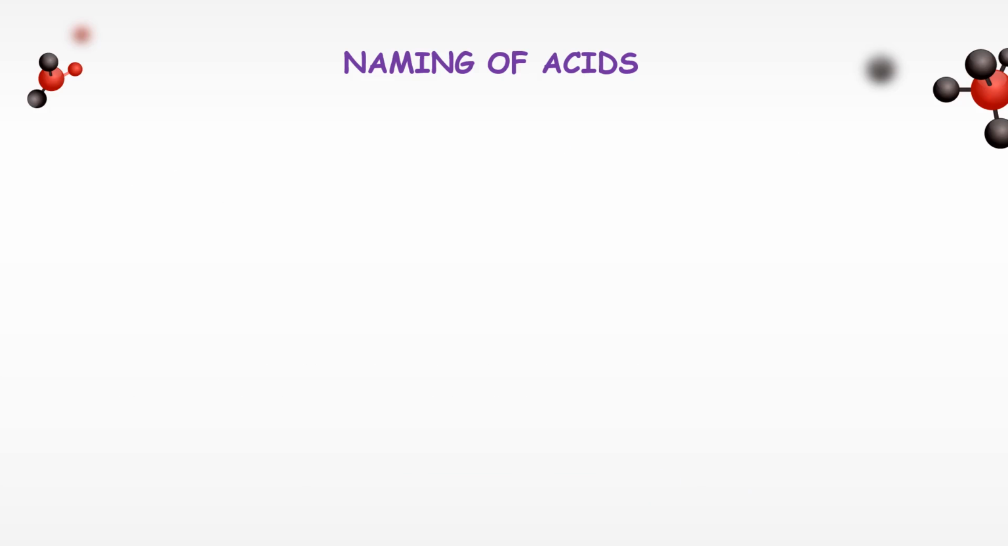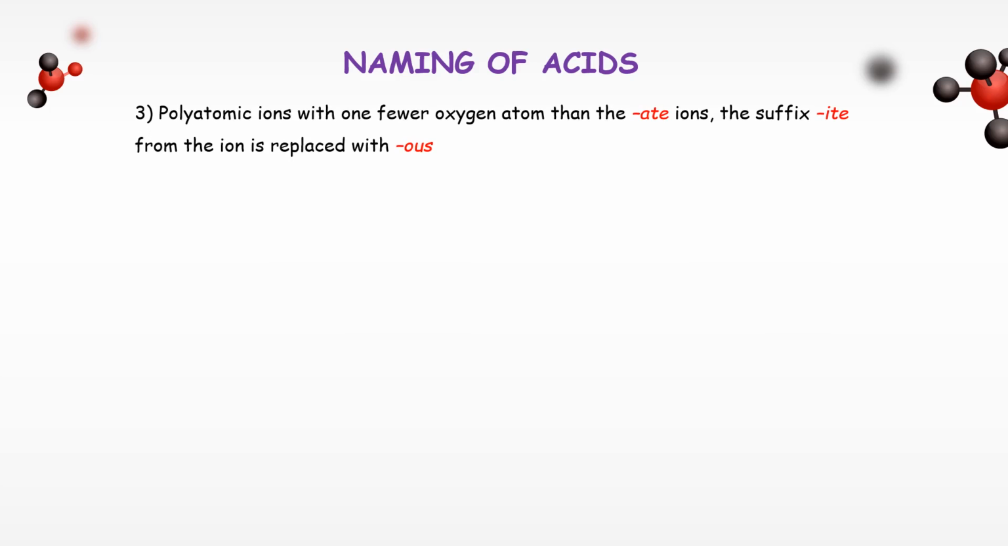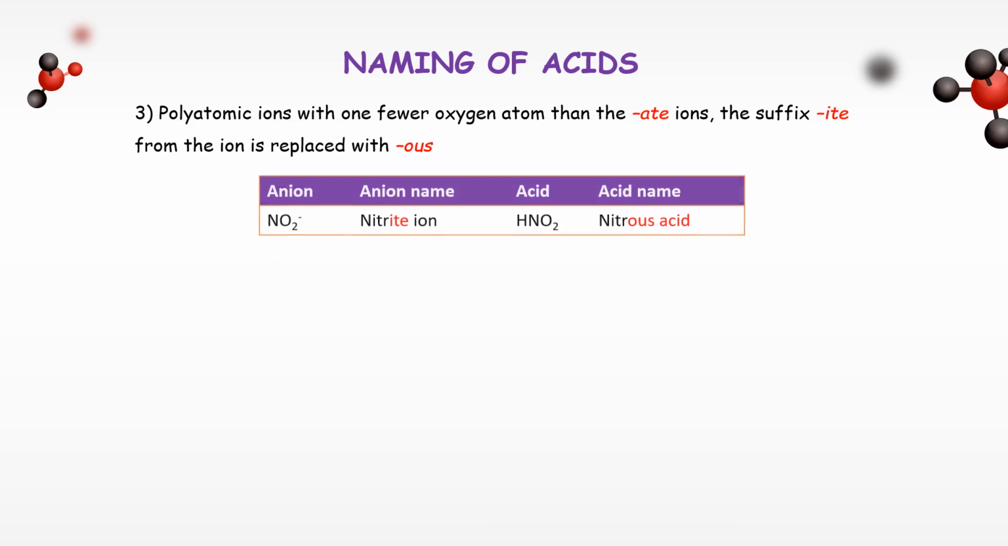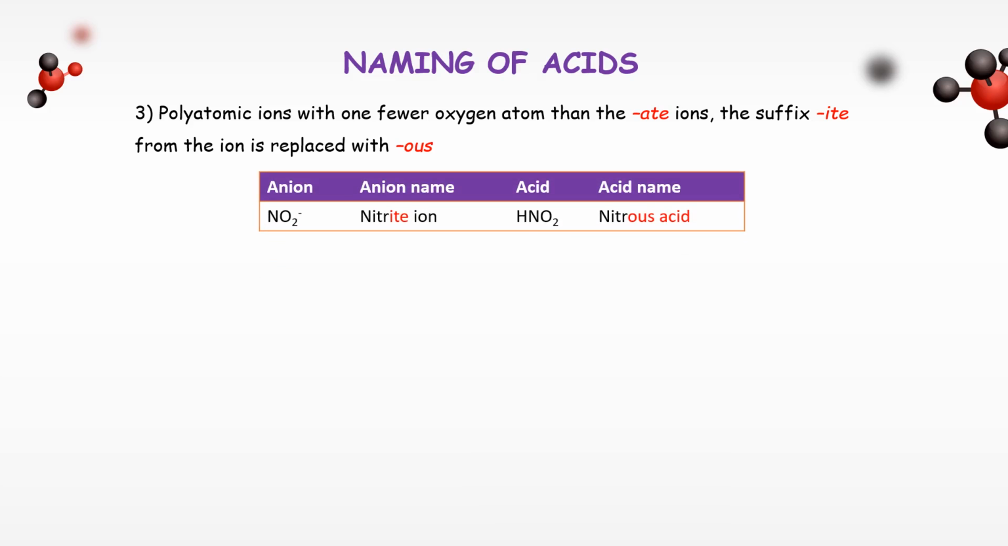For the third case, we have polyatomic ions with 1 fewer oxygen atom than the "ate" ions, so the suffix "ite" from the ion is replaced with "ous". For example, we have NO2 minus, and the anion name is nitrite ion, so the symbol will be HNO2. The acid name is nitrite replaced with nitrous, and we put acid at the end of the name.